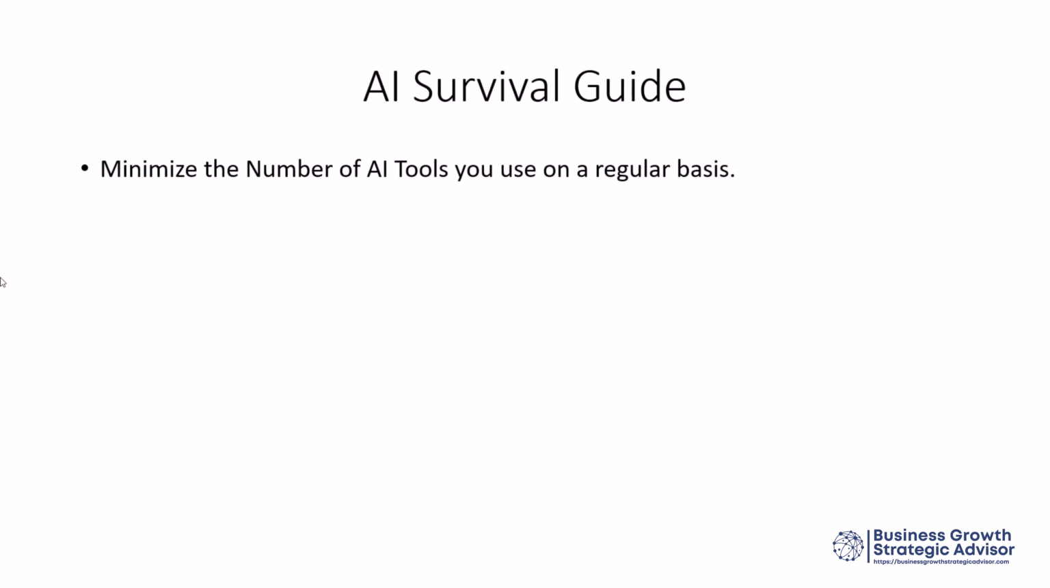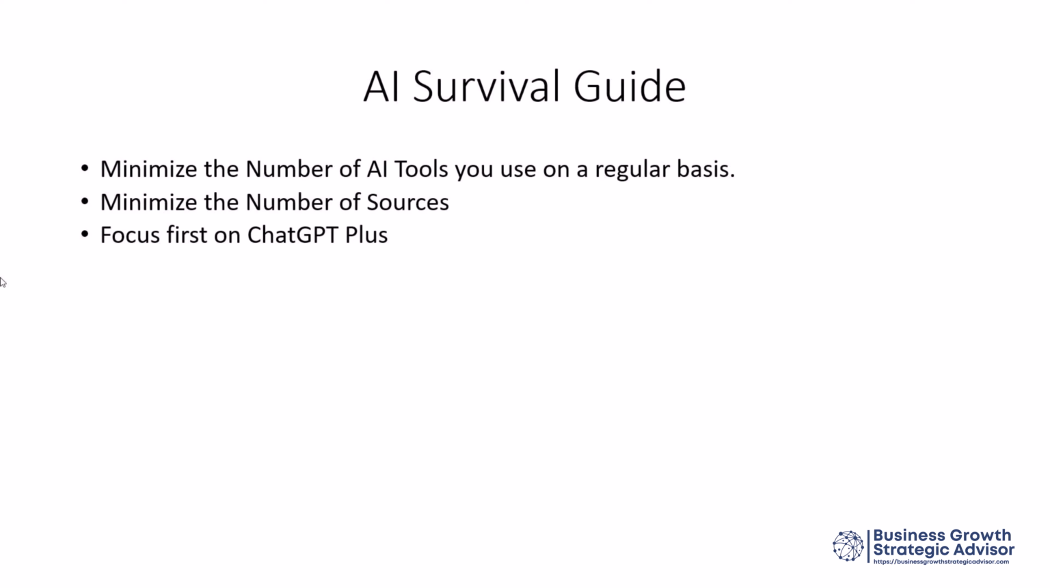Whether you're an information marketer or a marketer of your product or service, if you're going to use AI, you want to be aware of just the minimum number of tools you need in order to be effective. You want to minimize the number of sources that you are generating AI from, and what I suggest is that you focus first on ChatGPT Plus. And again, it's not that ChatGPT Plus is going to be perfect. It's a paid subscription. It is something you have to pay for monthly.